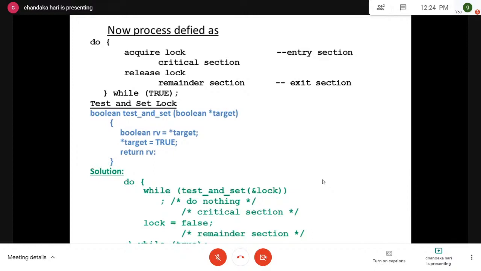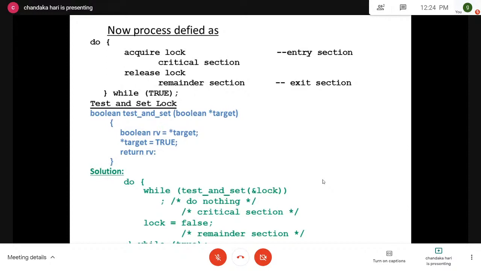If the lock is given as true, that implies some process is already executing its critical section, so you are not allowed to enter into the critical section. If it is true, you do nothing. If it returns false, then you are allowed to enter into the critical section. Once your critical section is complete, you again make the lock false, so that you are not in competition. This process is repeated until the whole execution is complete.